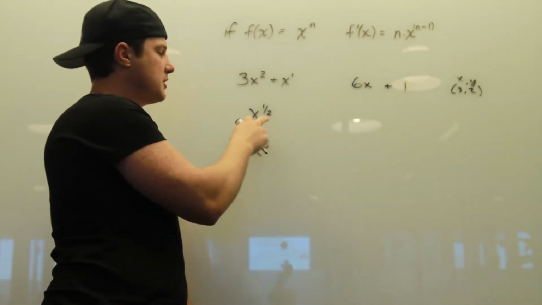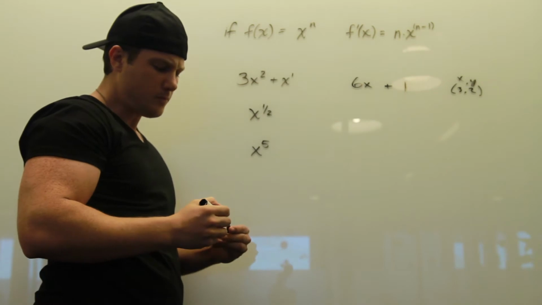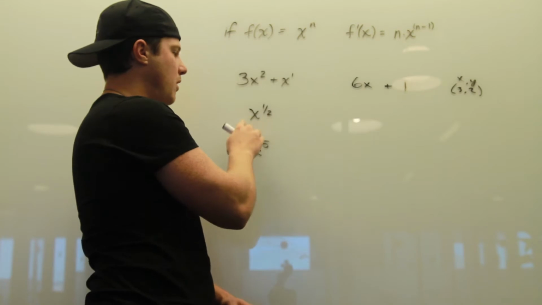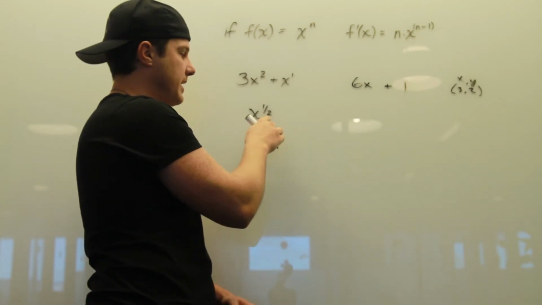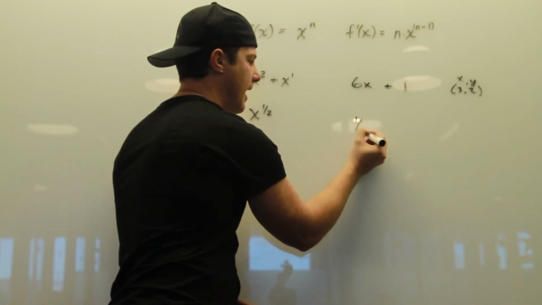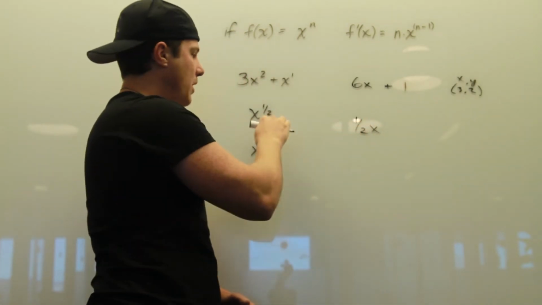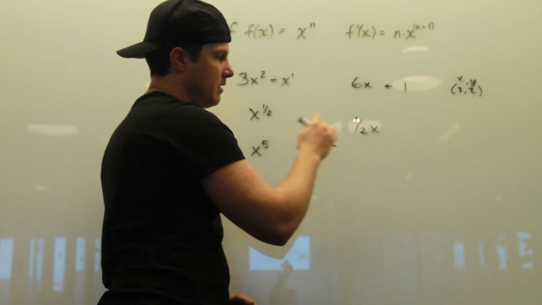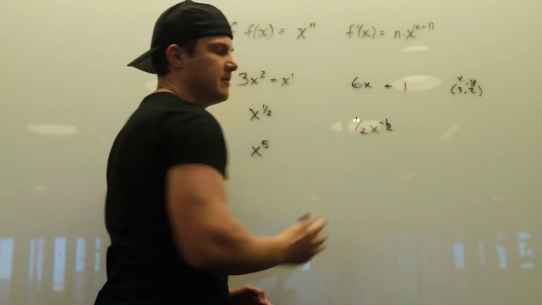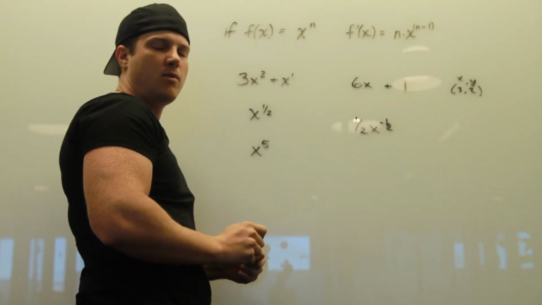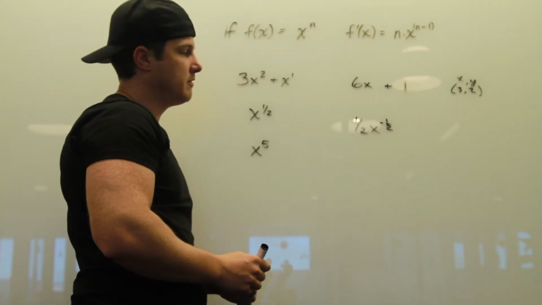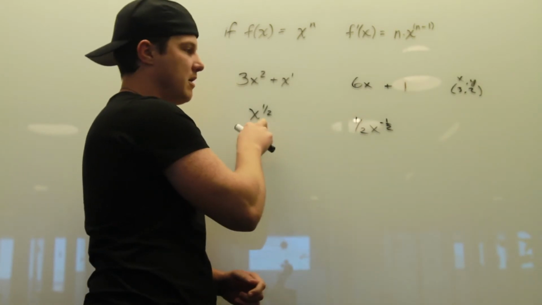Here's the new function. The new function is x to the 1/2, or the square root of x. Well, according to the power rule, this is just 1x to the 1/2. So what I'm going to do is I'm going to take the exponent, I'm going to multiply it by the 1 out in front, and I'm going to get 1/2 x. And then what is 1/2 minus 1? 1/2 minus 1 is negative 1/2. If I'm at positive 1/2 and I subtract 1, I get to negative 1/2. And that is your new value. That is the derivative of this.